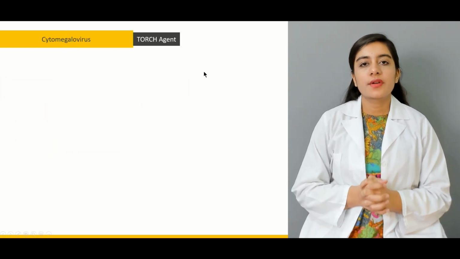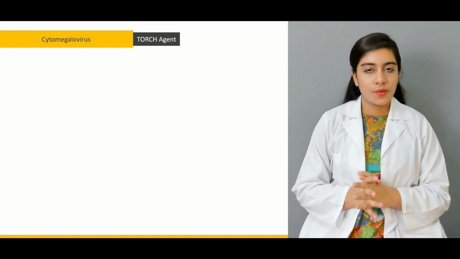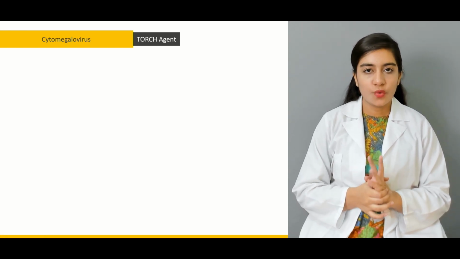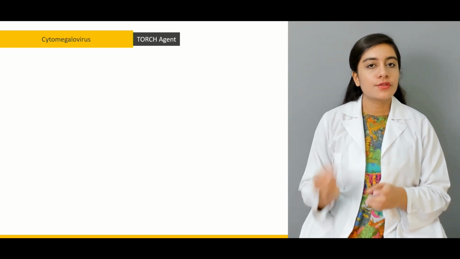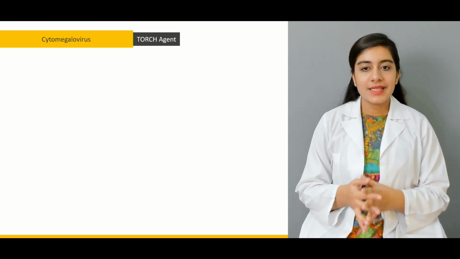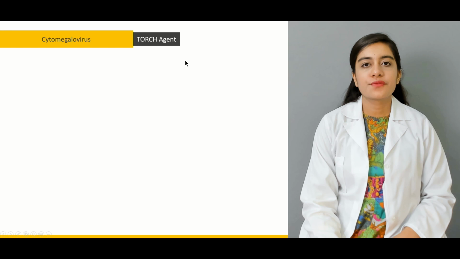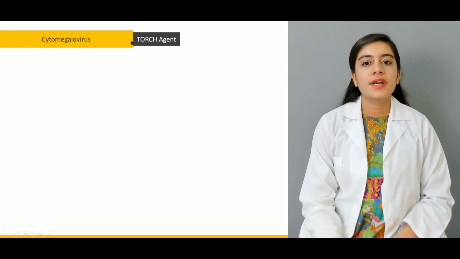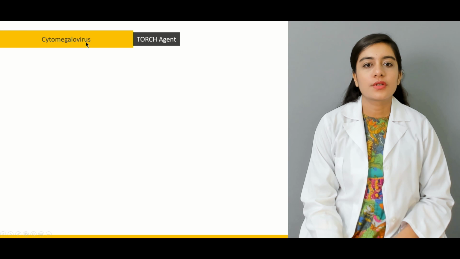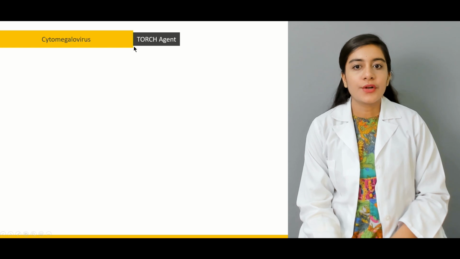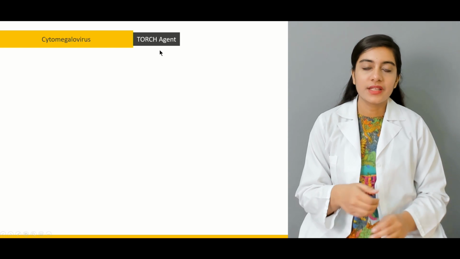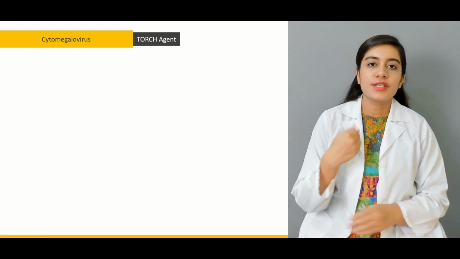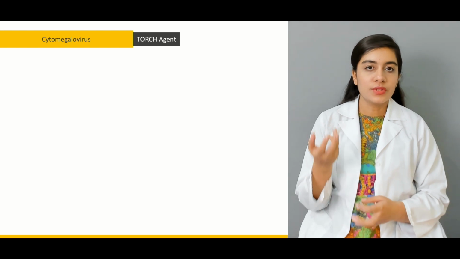The next disease we will be talking about is a very important one, known as cytomegalovirus. The basic cause of the disease is the cytomegalovirus, and it is part of the TORCH agents. TORCH stands for: T is for Toxoplasma, R is for Rubella, C is for cytomegalovirus, and H is for herpes simplex virus. And all of these are usually transmitted to the fetus via the cervical canal and ascend into the body and get into these areas.